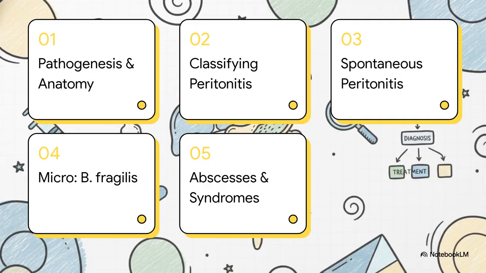Okay, here's our roadmap for today. We'll hit pathogenesis, classify peritonitis, do a deep dive into SBP, tackle the high-yield micro, and wrap up with abscesses and clinical syndromes. Let's dive in.